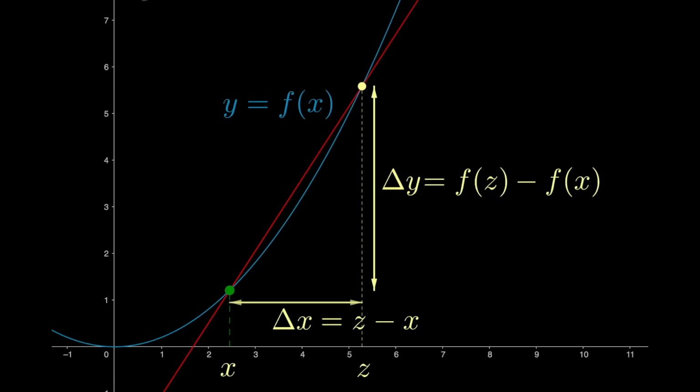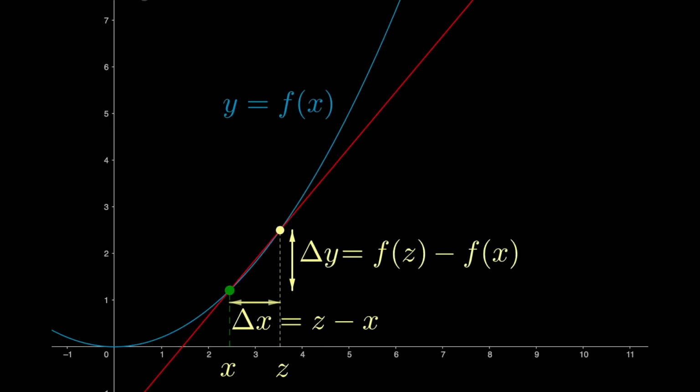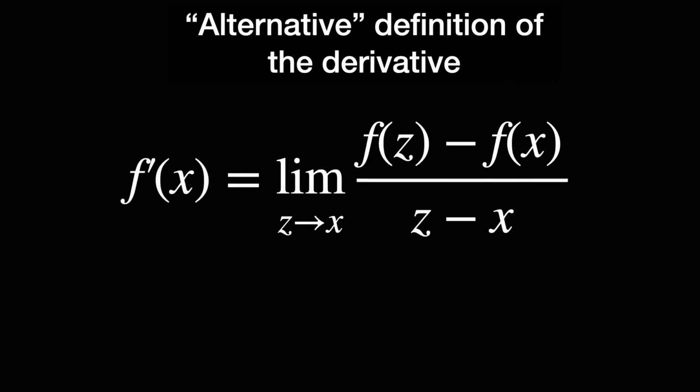In order to turn that secant line into a tangent line, we need to make delta x smaller and smaller. We do that by taking the limit as z approaches x. This gives us our first definition of the derivative. F prime of x is the limit as z approaches x of f of z minus f of x over z minus x.